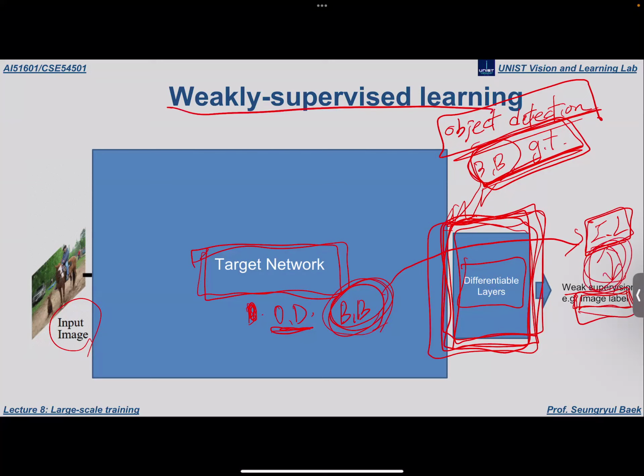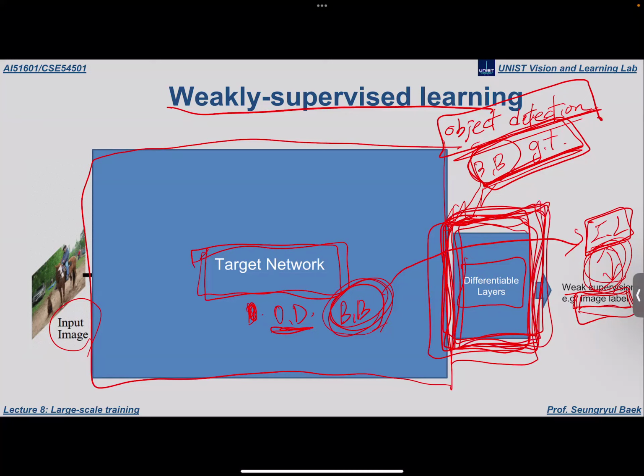So we don't have a full supervisory signal for training the target network. So we connect some intermediate differentiable layers before applying our weak label, okay? And then by getting the output from this intermediate differentiable layer, we can apply the weak supervised signal to train both this layer and the target network.